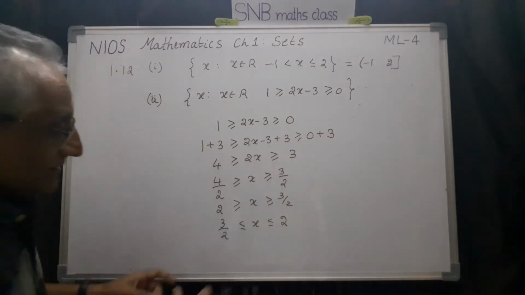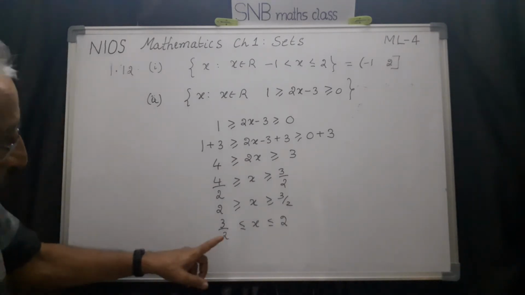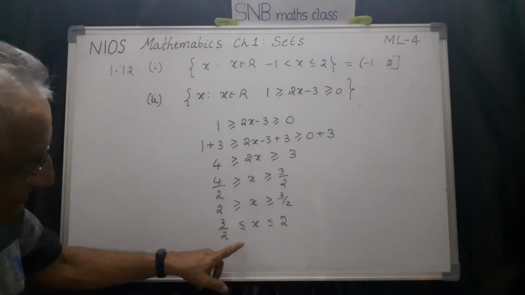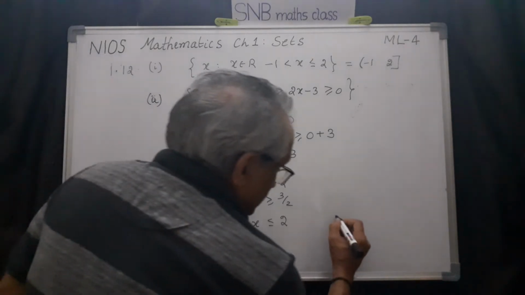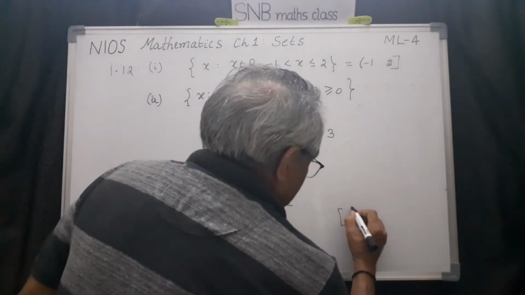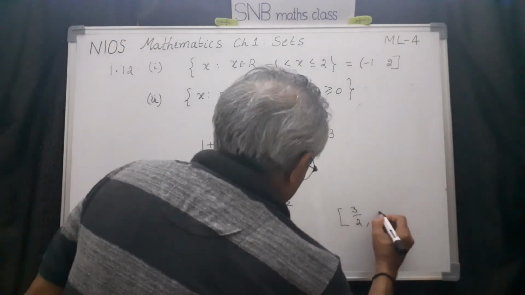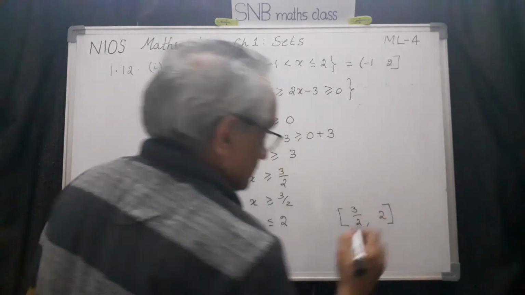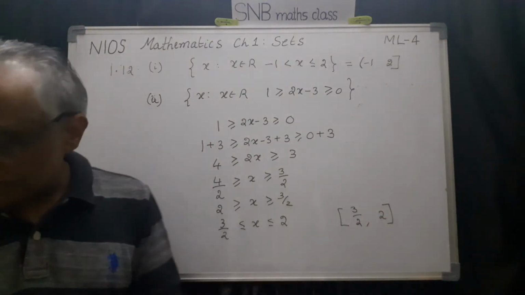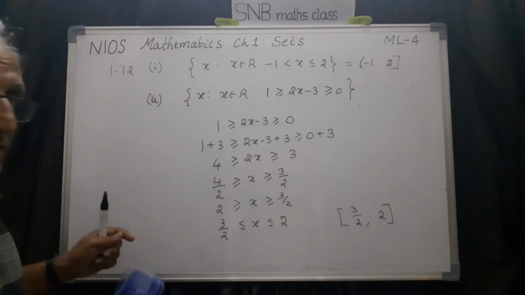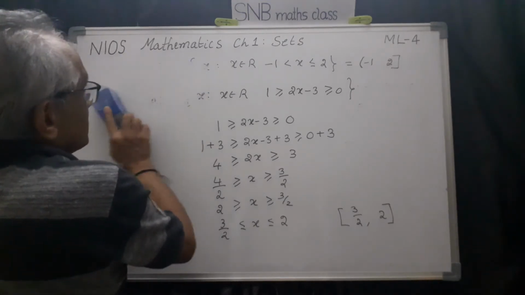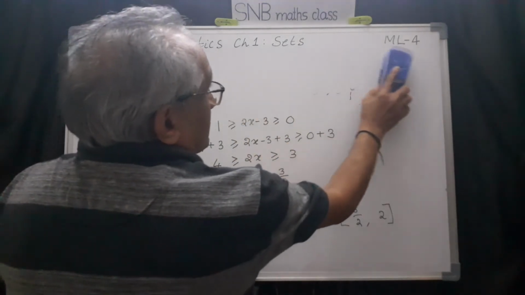So now this should be written as an interval for both sides. It is less than or equal to, so it is a closed interval. Interval form will definitely be 3 by 2, then 2, closed. So this is the interval form. So this completes the examples left out in the last class.